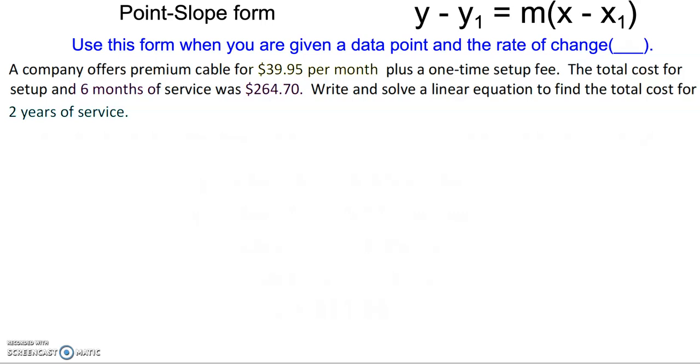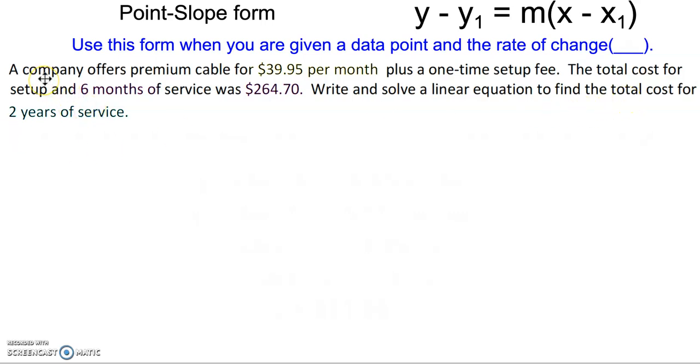Our next example. Reading through the problem, a company offers premium cable for $39.95 per month, plus a one-time setup fee. Notice it doesn't tell us what the one-time setup fee is here. The total cost for setup for 6 months of service was $264.70. Write and solve a linear equation to find the total cost for 2 years of service.